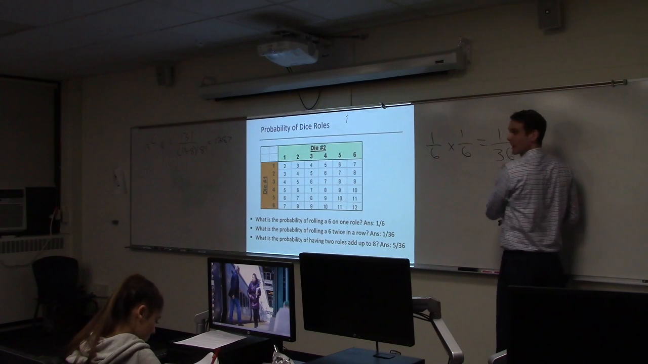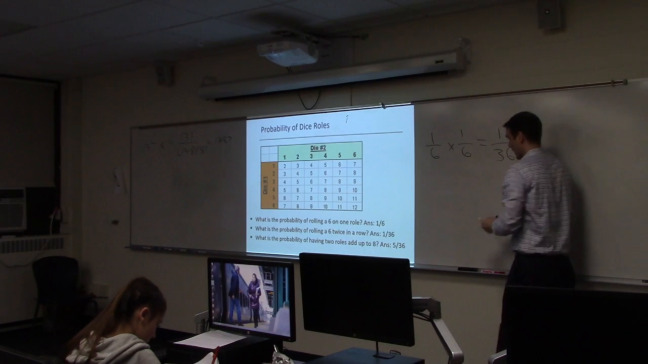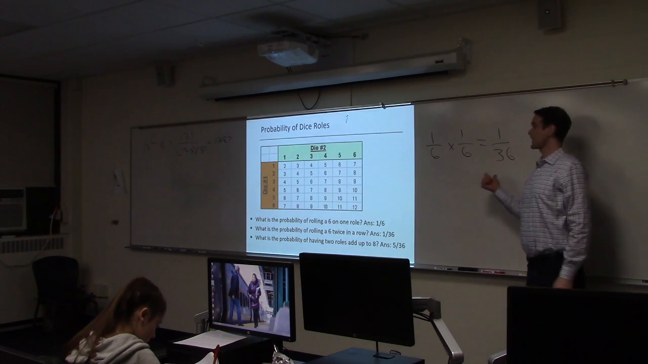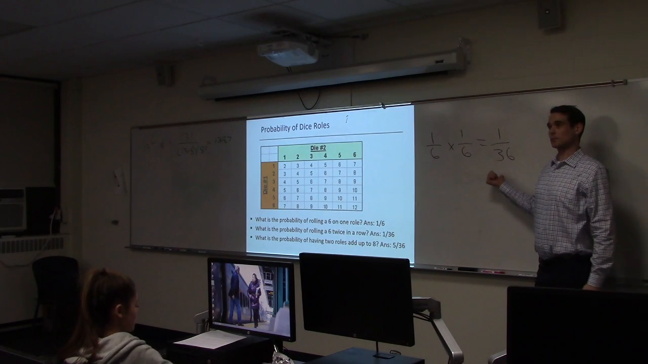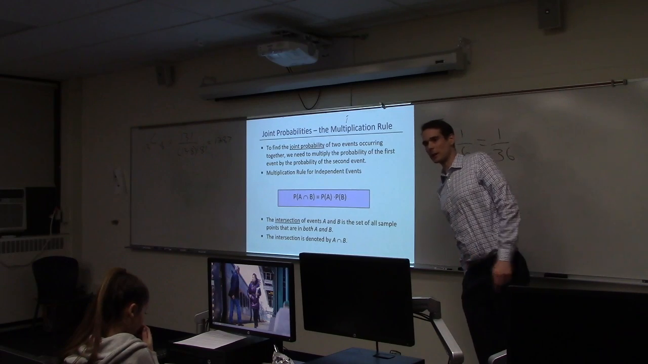Numerators on top, multiply the denominators on the bottom. Everyone's good with that? Okay, so instead of doing this whole chart, I just could have multiplied 1/6 by 1/6 and gotten the answer that way. This is the multiplication rule of probability.